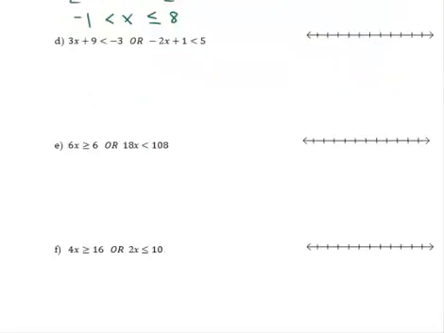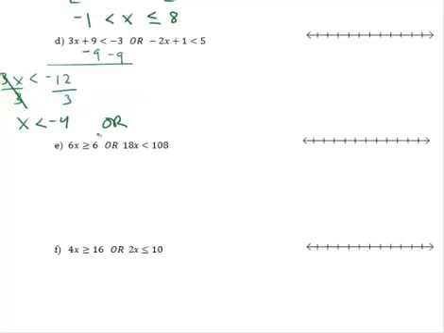So if we look at another OR, we have to solve them separately. So let's start by moving this 9. So we get 3x less than negative 12. Divide both sides by 3. So we have x is less than negative 4. Or, remember that's part of your answer, so that has to be there.